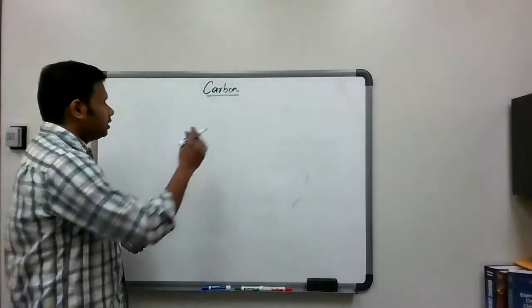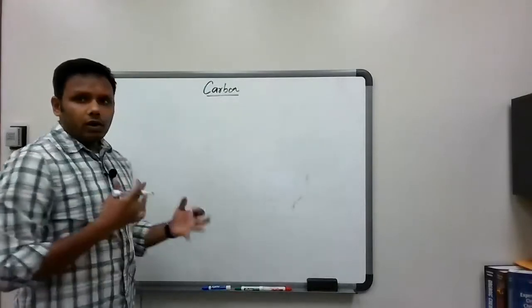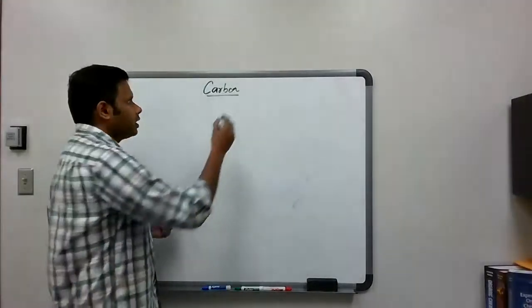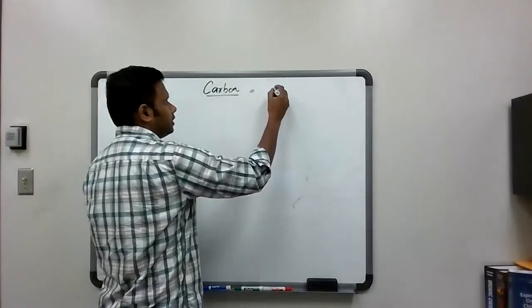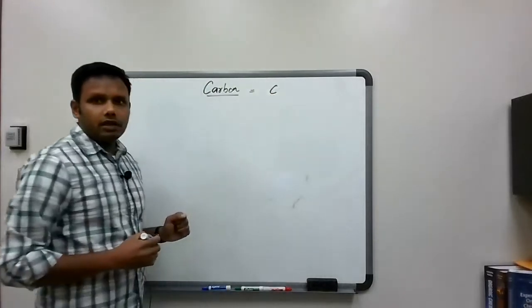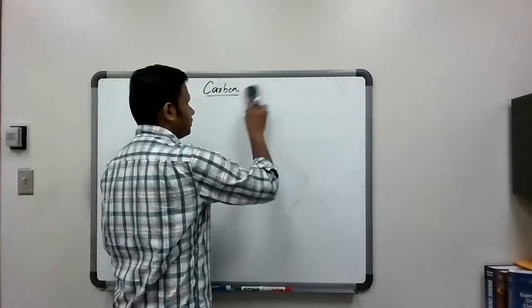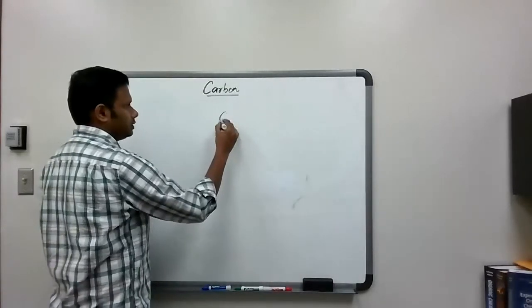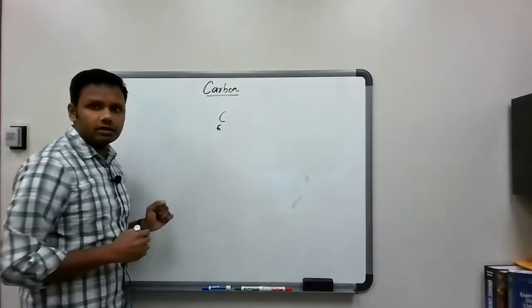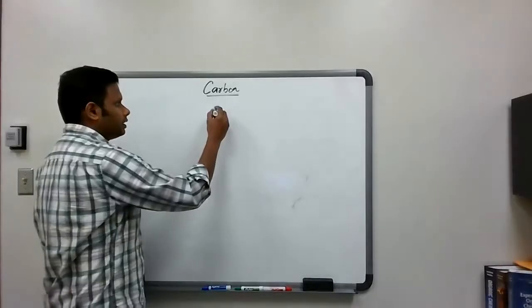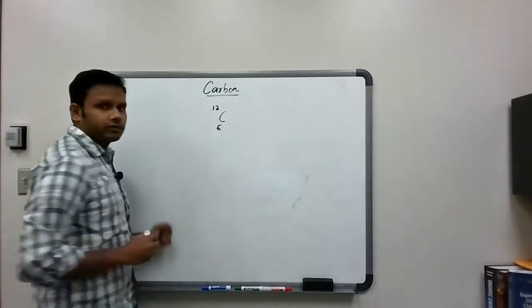So as you might all recollect, carbon has an atomic number of 6. Okay, in fact, I'm going to write this here. So carbon's atomic number is 6, and it has a mass number of 12.